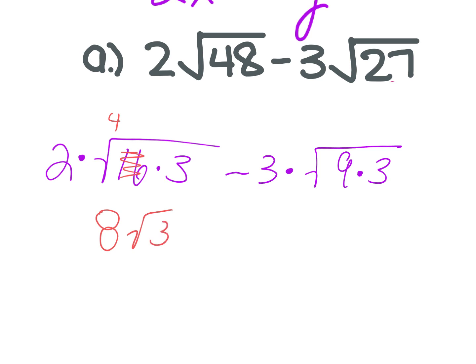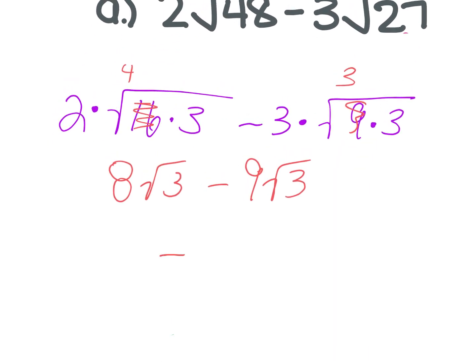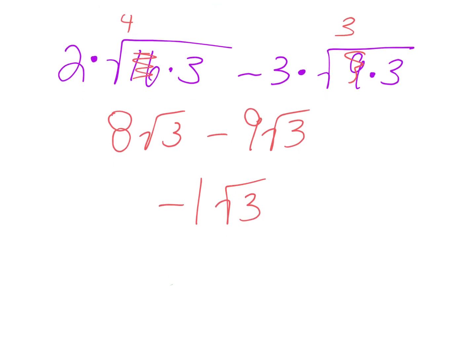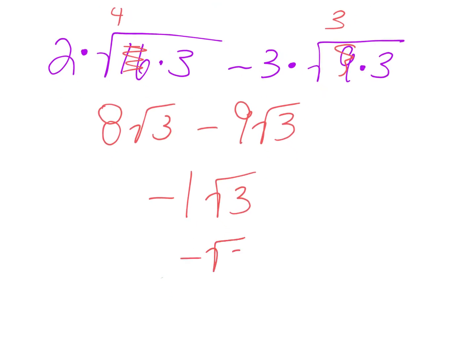Square root of 3. Minus, what's the square root of 9? So I have 3 times 3 is 9. Square root of 3. How about that? Do they now have the same last name, same common radicals? What's 8 of something minus 9 of something? -1. So this would be -1 square root of 3. You won't see the -1 written there. You'll just see it like this. But if you wrote the -1, that's fine.